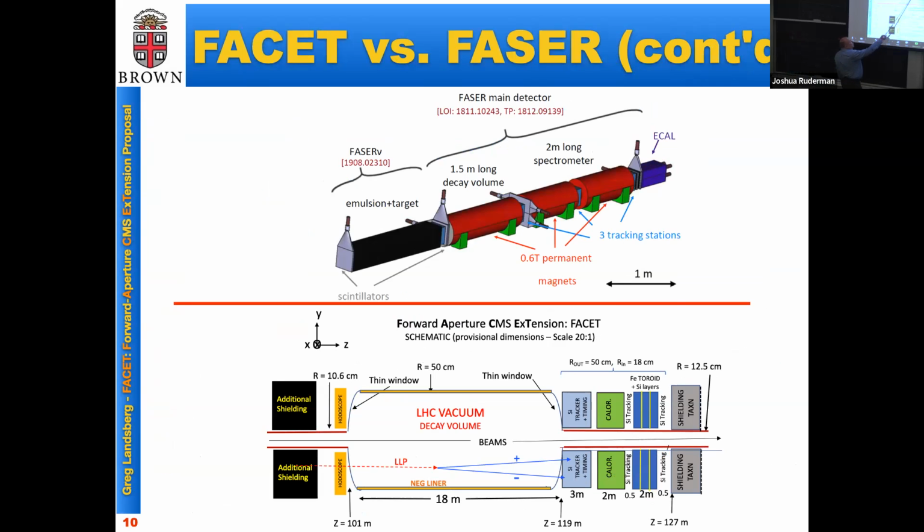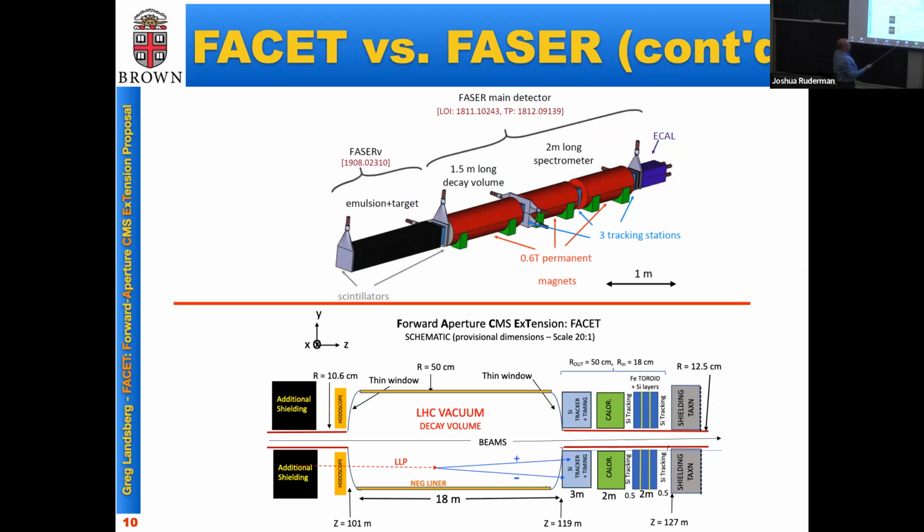It has emulsion detectors for the neutrino part of the program. Then it has the decay volume, which is essentially solid. It's not vacuum at all. So there are many interactions which might happen there. Of course, they have less background because they're sitting off axis. And then they have a 2 meter long spectrometer with permanent magnets, an electromagnetic calorimeter, and also scintillator counters for veto. That is not to scale, because this is 1 meter and this is 18 meters here.